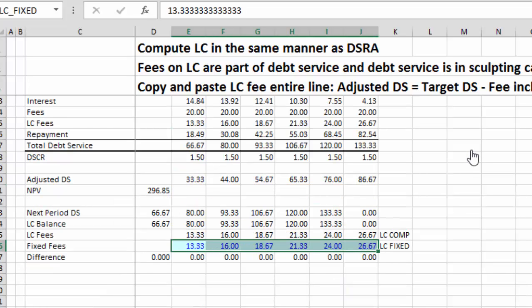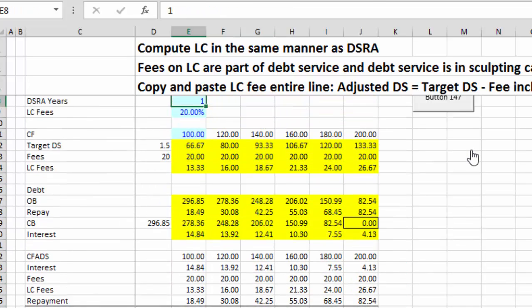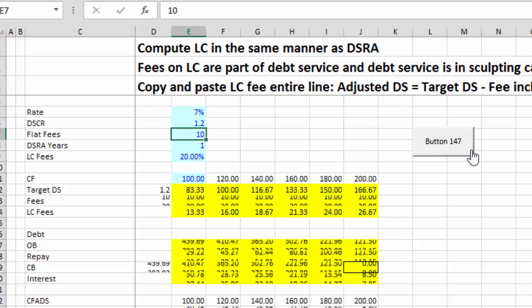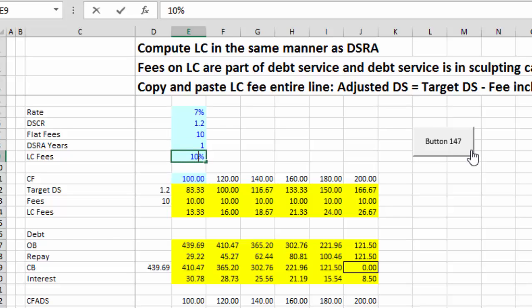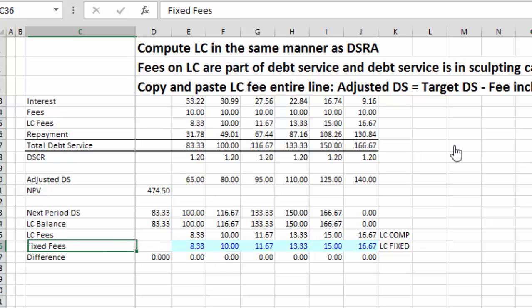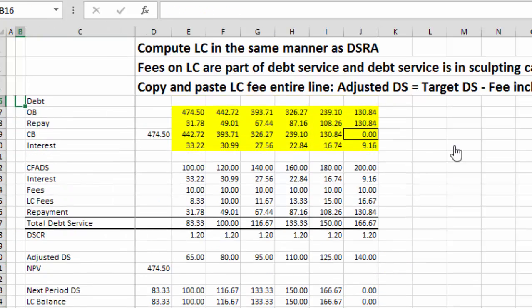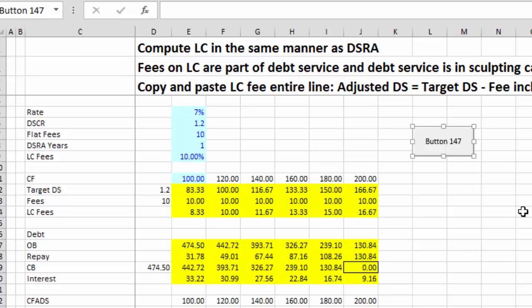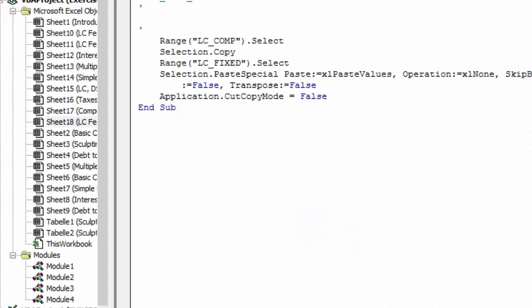Okay, let's put this to 20%. And let's see if it works. And how about just to test it out, maybe we should change some others. Let's change the DSCR to 1.2, the interest rate to 7%, the flat fees to 10. Let's change everything, and let's change this down to 10%. And then we put a copy and paste, and it still works. So I suppose the good news about this copy and paste is you don't need an iteration. Don't put an iteration if you don't need it.